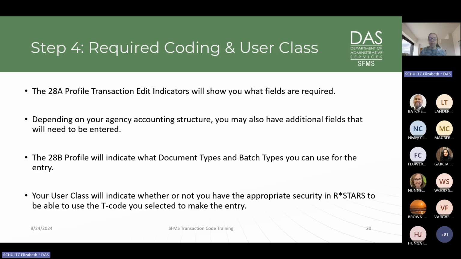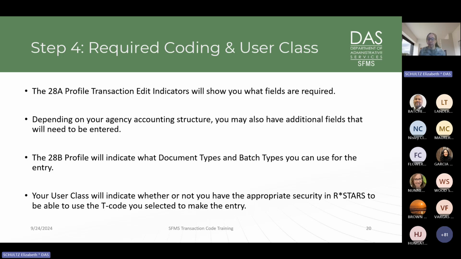The final step is making sure you have the required coding and the correct user class. So you can look at the 28A profile, find out which fields are going to be required. That's going to be the minimum. Your agency may have more that you need to enter. You know, maybe you're tracking this for a project number or a grant number. The 28A profile will show you the minimum of what needs to be entered with that T code, but there may be things specific to your agency.